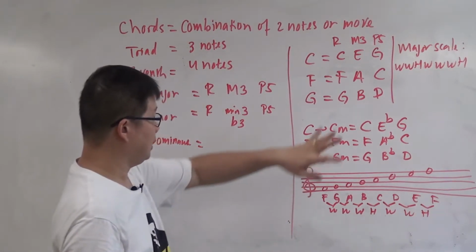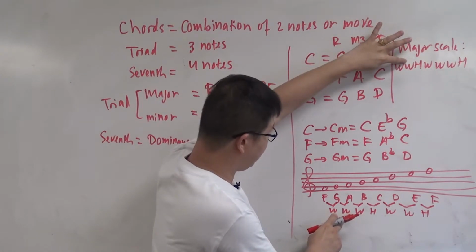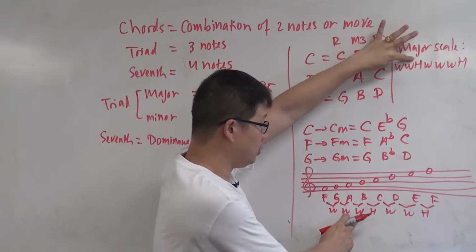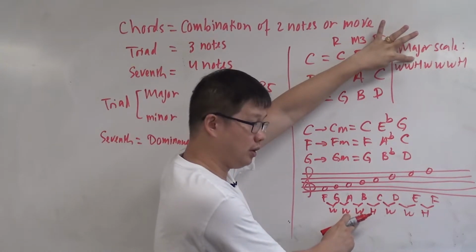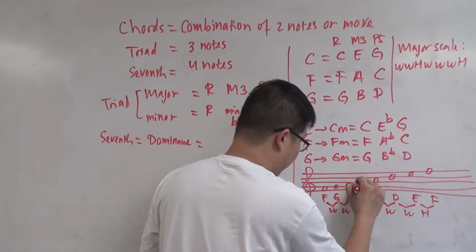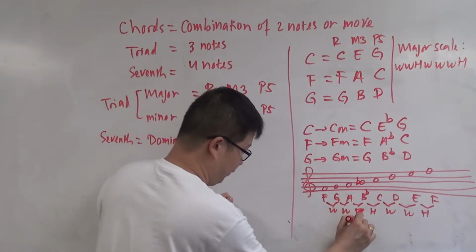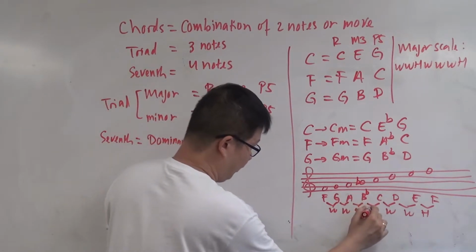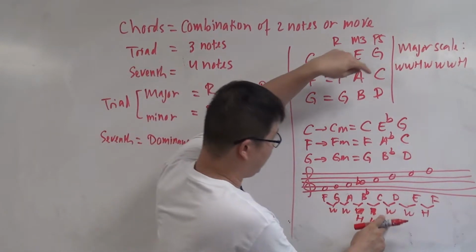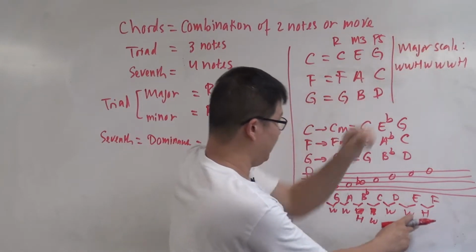Now let's check the formula. W is the same, W is the same, and this is W, but the formula says this is H. So what should we do to make this W become H? We need to flat it, correct? Now let's put flat over here. This becomes B flat. This one we change, instead of W it becomes half. And this one instead of half becomes W, because B flat to C is a whole. Next one, C to D is whole, D to E is whole, and E to F is half.